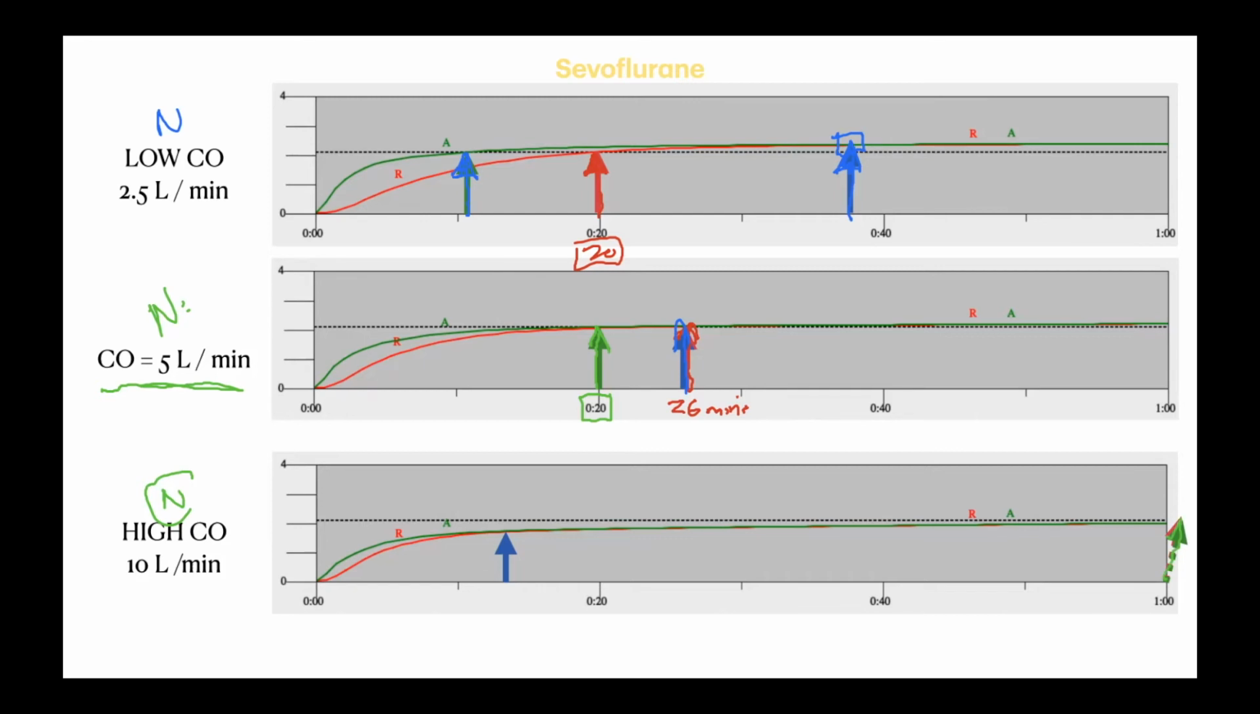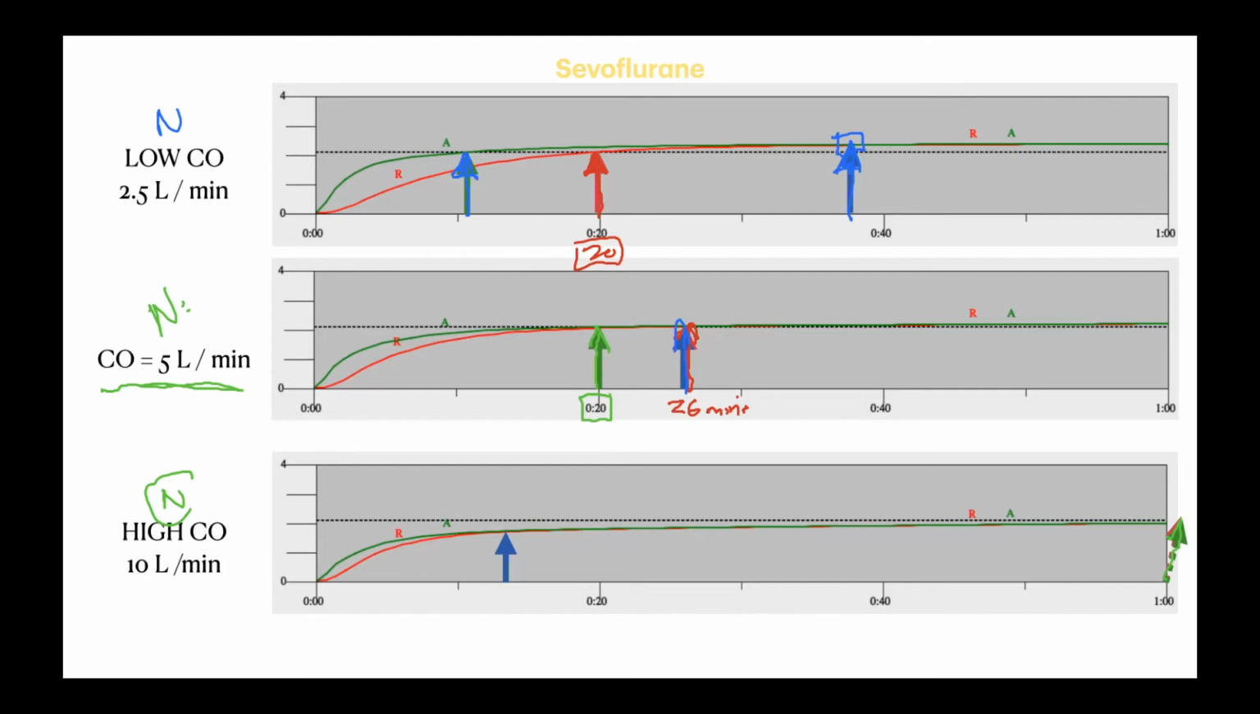And with the simulation that I've done, I have fixed the inspired concentration at 2.65% at a fresh gas flow of 6 liters per minute. Obviously, if you have a patient with a high cardiac output, you are going to be running much higher inspired concentrations of volatile agent. But for this simulation, I haven't done so, which is why it's taken much, much longer for the alveolus to reach that threshold.